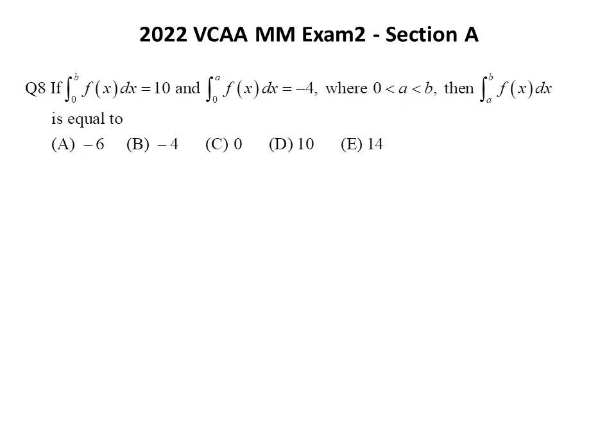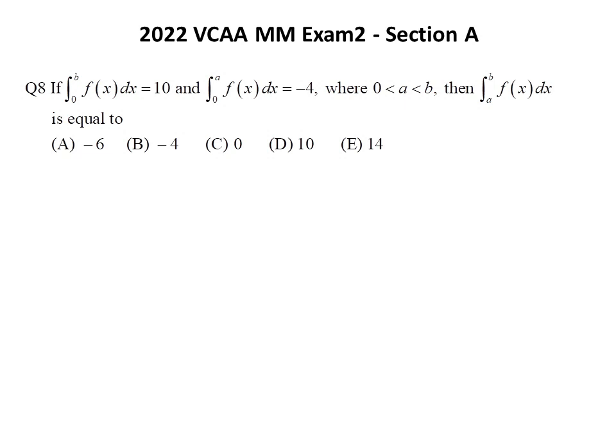Welcome to this VCAA Math Method exam paper series. This is section A of 2022 exam 2 paper. There are total 20 multiple choice questions in section A and 5 extended response questions in section B. In this video, we will present questions from 8 to question 12 in section A.